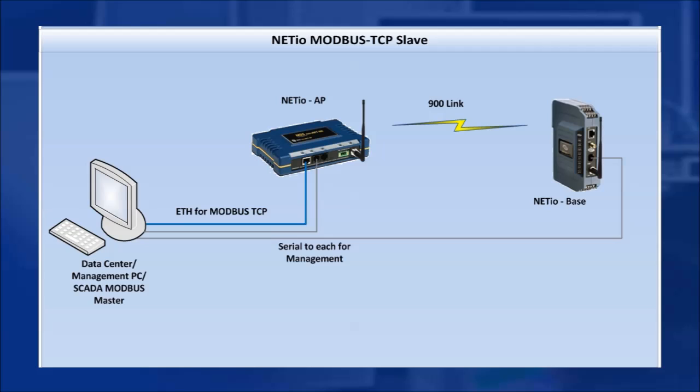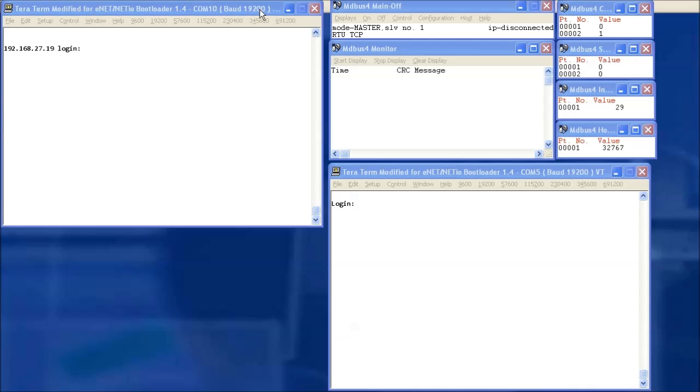It is assumed that the user has already configured the NETio base to be associated with the NETio AP, and that the I/O base can be seen in the AP's remote database. Let's walk through how to verify the units are associated and communicating.